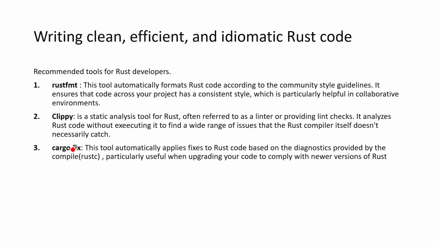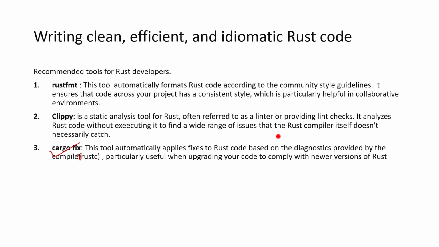After that, there is one more tool which you can try out, called cargo fix. This comes with the cargo installation, so you need not install anything. This tool automatically applies fixes to Rust code based on the diagnostic messages or warnings provided by the Rust compiler, that is rustc. This is particularly useful when upgrading your code to comply with newer versions or newer editions of Rust. We'll talk about Rust editions a little later. Basically, this command automatically applies fixes to your code based on the compiler warnings, and it is very helpful for upgrading to newer Rust editions.